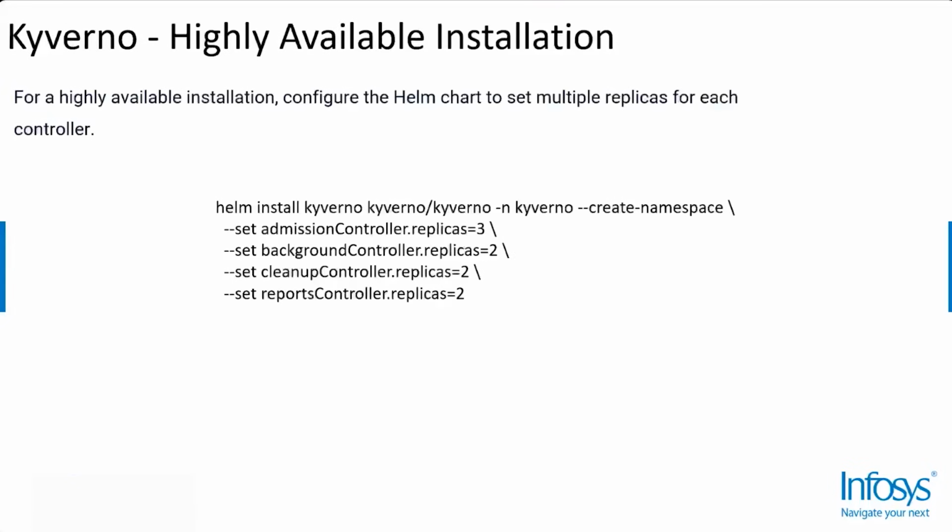And if you want to run this Kyverno in a highly available environment, this is how you do it. You should run these controllers with more than one replica. That way you will not have any single point of failure. So this is a recommended configuration for a production environment.